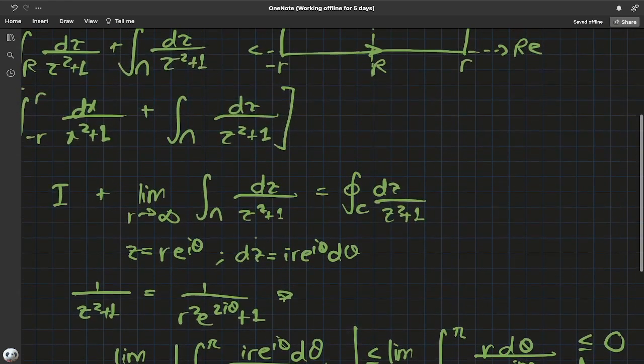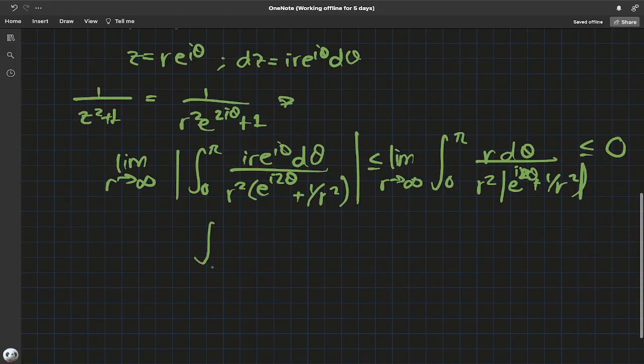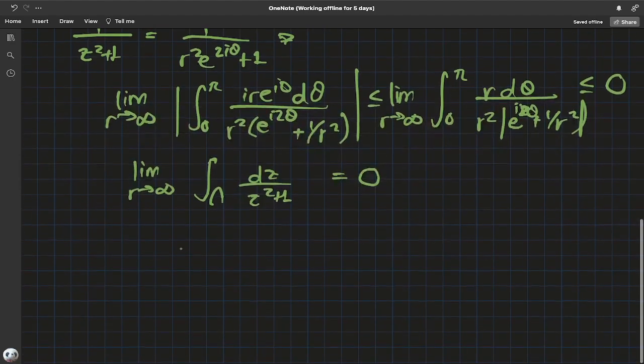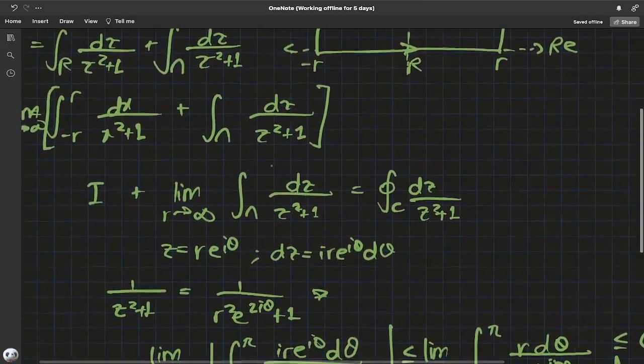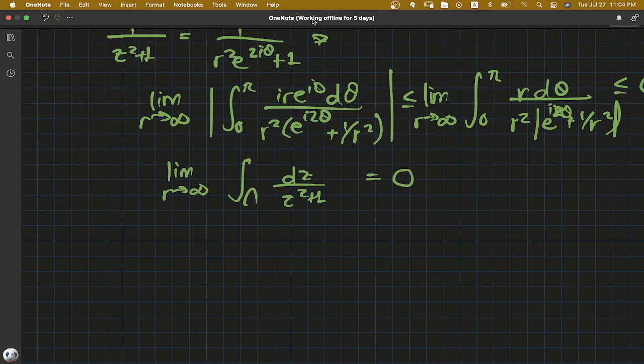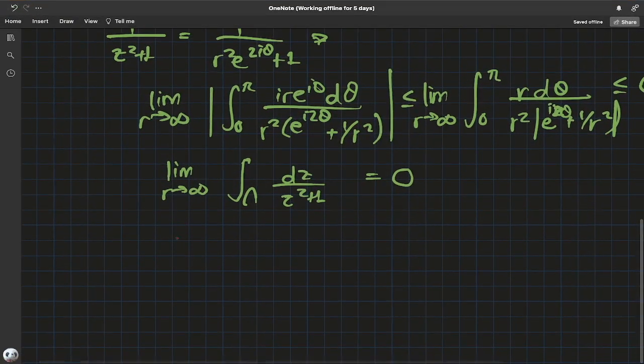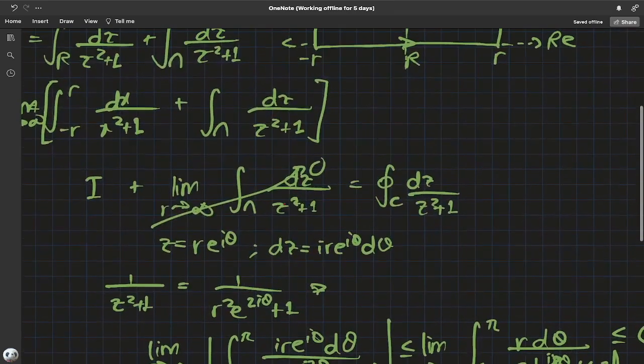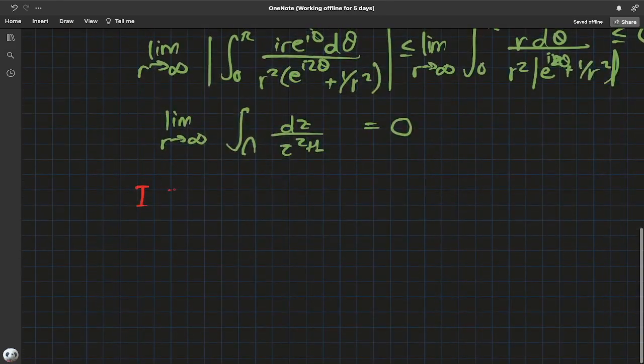So we know for sure that the arc integral in the limit r goes to infinity is 0. We know this for sure. So fine, we don't need to deal with this anymore, and we can conclude. We can quickly conclude from this that I is just equal to the closed loop integral around C of dz over z squared plus 1.